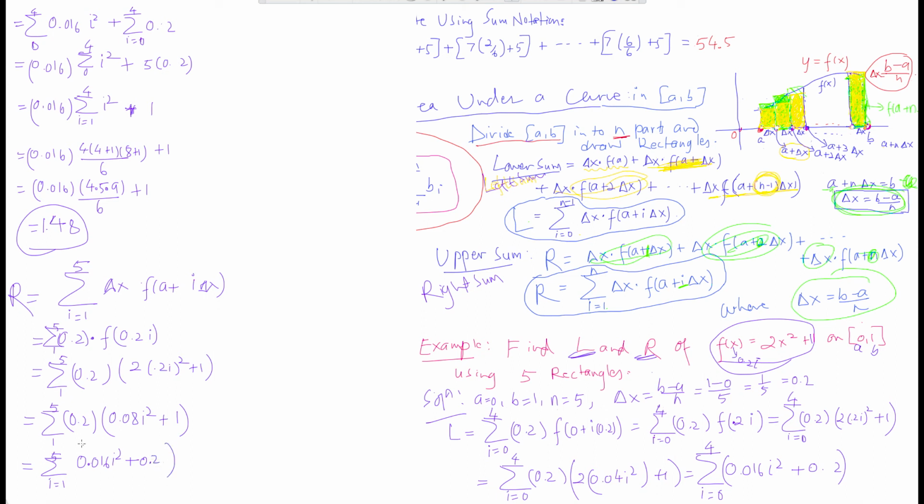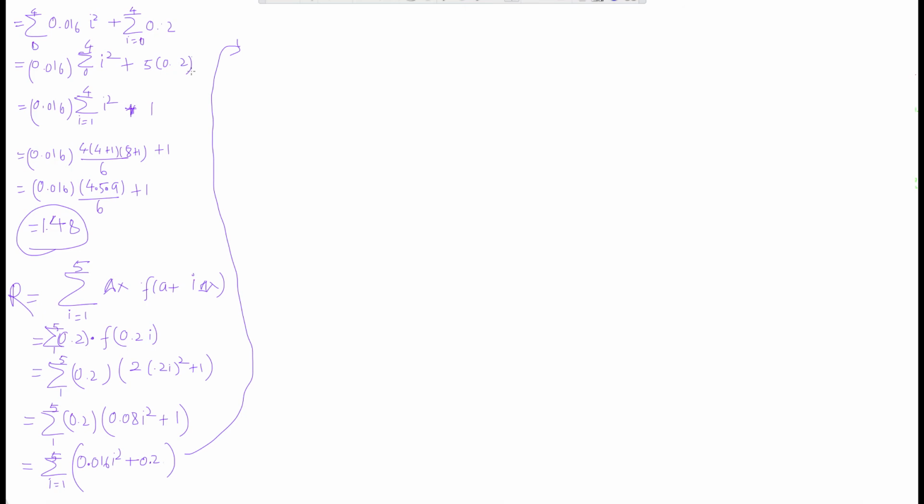Like that. Now you distribute the summation symbol. So what do you get? If you distribute that, you will get the summation where i runs from 1 through 5 of 0.016 i squared, and then plus the summation where i runs from 1 through 5 of 0.2. So this is the sum of a constant. The formula says that this is 5 times 0.2, right? That will be 1.